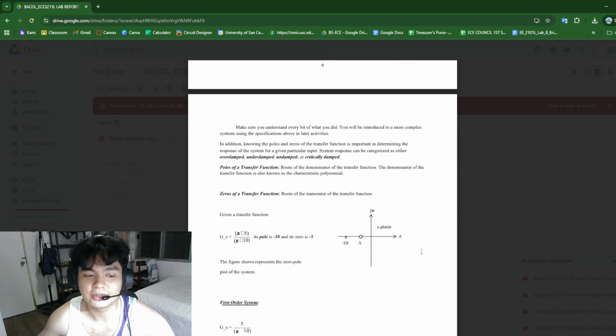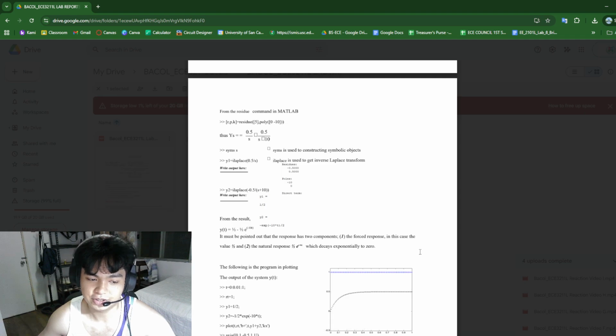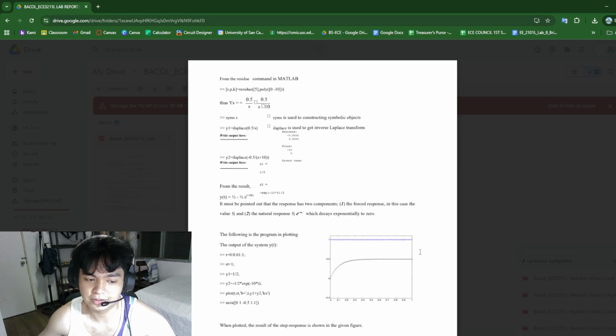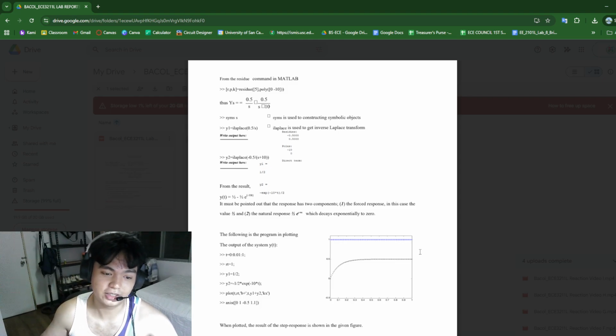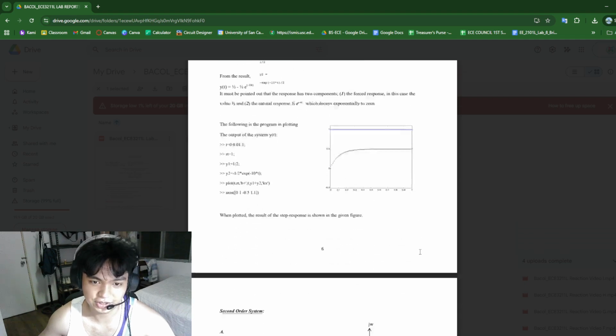For the first order system, I analyzed the transfer function and found that the response was exponential and composed of a forced response, which is the steady state, and the natural response, which is a decaying exponential. This confirms how a first order system smoothly approaches the steady state without oscillations.